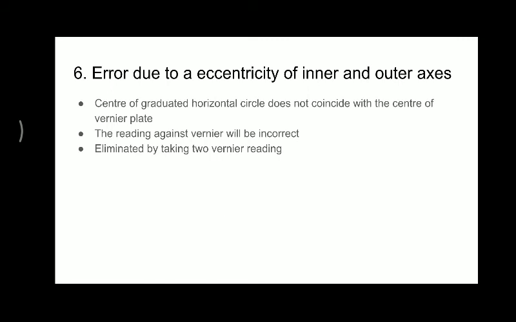Next one is the error due to the eccentricity of inner and outer axis. In this case, the center of the graduated horizontal circle does not coincide with the center of the vernier plate. In this case, the reading against the vernier will be incorrect. It can be eliminated by taking two vernier readings.